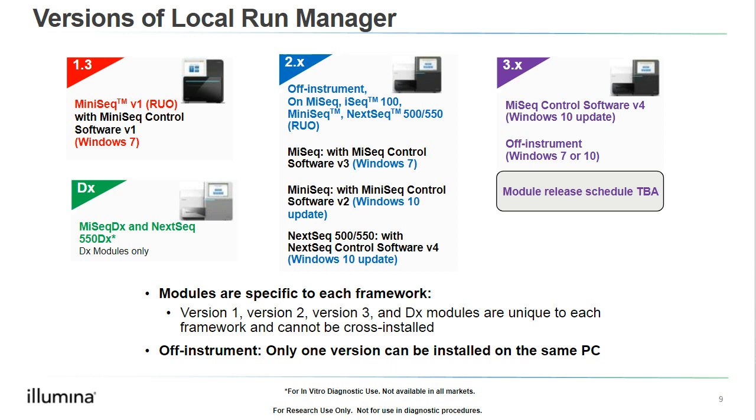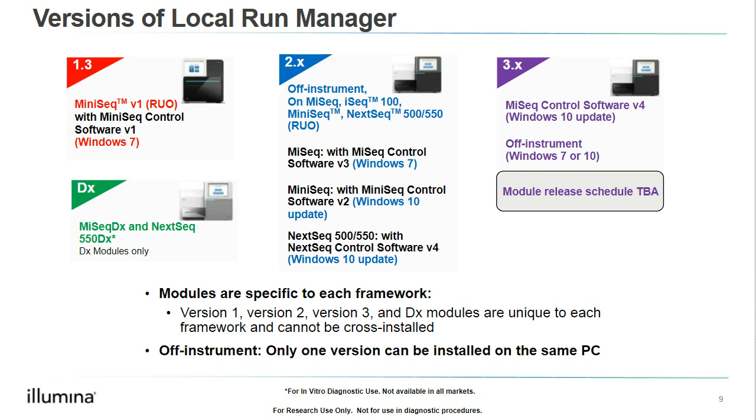The DX instruments, MiSeq DX and NextSeq DX, have their own particular versions of Local Run Manager on the DX drive. And then version 2 is what's on most of the other instruments and currently available off instrument. So that is part of the MiSeq if you updated to MiSeq Control Software version 3. It comes shipped with the iSeq 100. If you've updated an older MiSeq to version 2 or you purchase a new MiSeq now, it will come with Local Run Manager version 2.